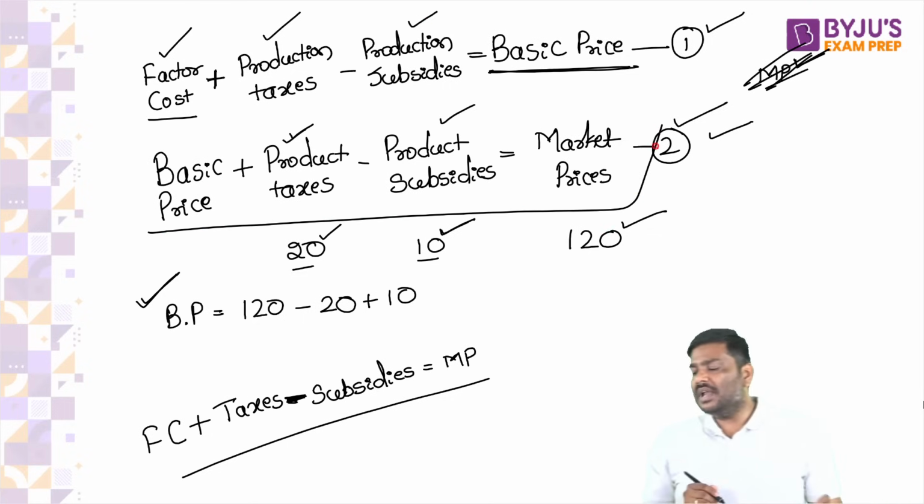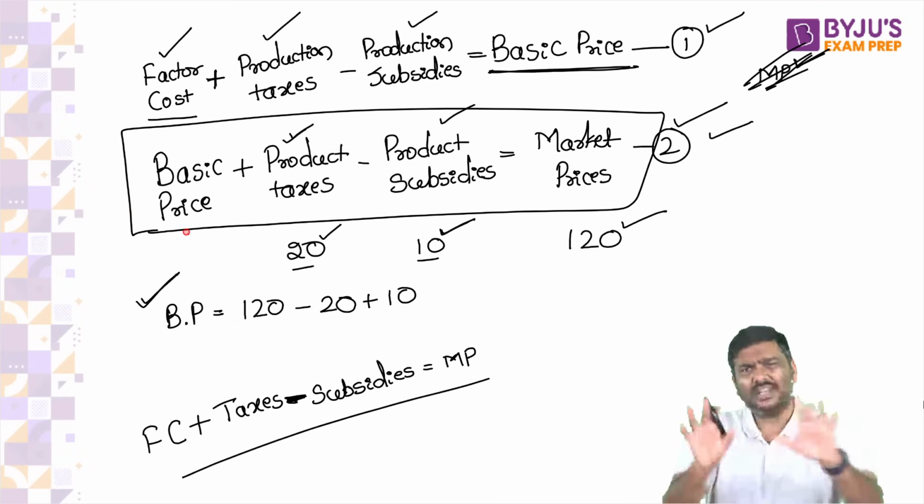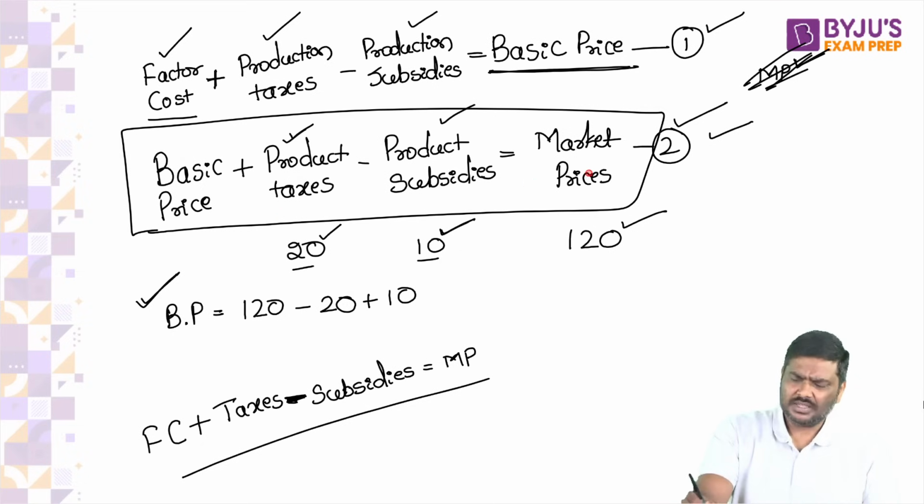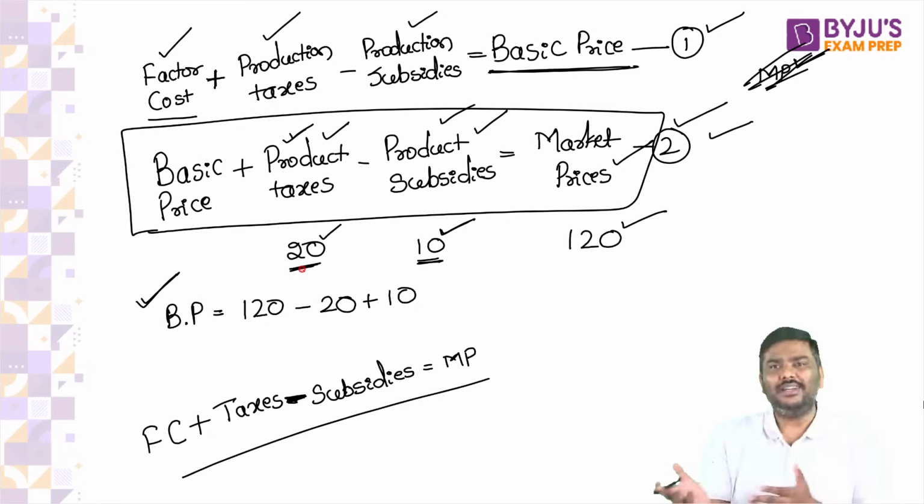This is the formula for market prices. Now I'm saying, throw certain numbers. Let's say market price is 120. Subsidies that you have received is 10 rupees. Product taxes is 20 rupees. Can I use these numbers to calculate the basic prices?